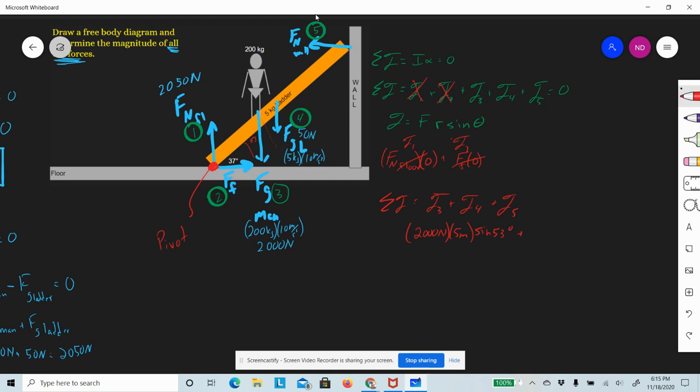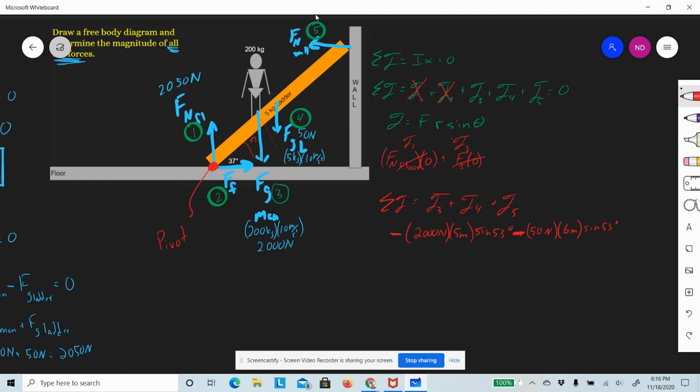Plus, the same thing holds true for the ladder. Same angles, but different forces. 50 newtons times the distance of the ladder, 6 meters away. The ladder is 12 meters long, so the center of its mass is halfway, 6 meters. And this is also going to be the sine of 53, same angle. Now, these things are going to cause it to rotate clockwise, so I'll call that negative and negative.